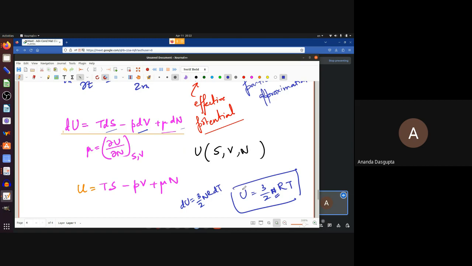The reason why we say U is a function of S, V, N in particular is that if you're given this function, it has complete thermodynamic information. Once this is given, you know everything about the thermodynamics of the system. If you were given this, for example, 3/2 nRT, can you tell me what the relationship between pressure, volume, and temperature is from here?